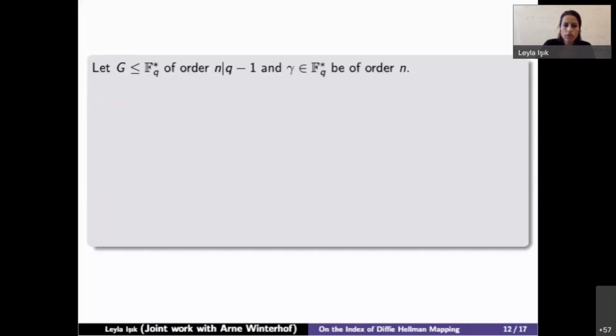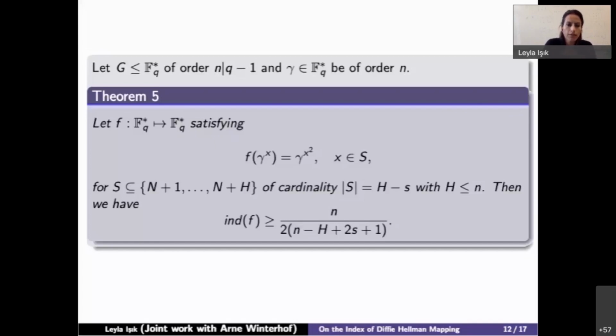Now we also look at the special case where G is a multiplicative subgroup of FQ star, of order n dividing Q minus 1, and again gamma is our generator of G of order n. This is the result. Our F is a self-mapping of FQ star satisfying this. As you see, it reduces to the univariate Diffie-Hellman mapping theorem.